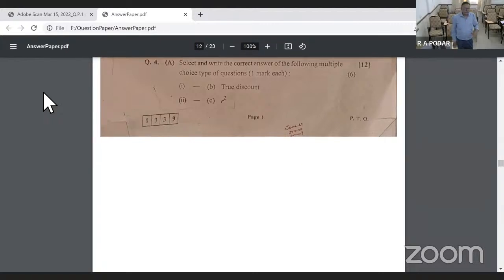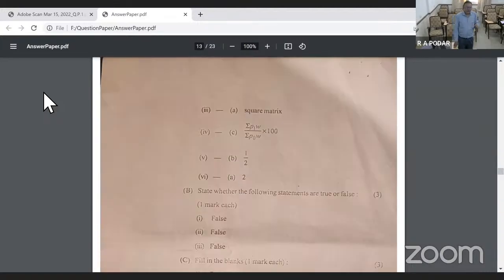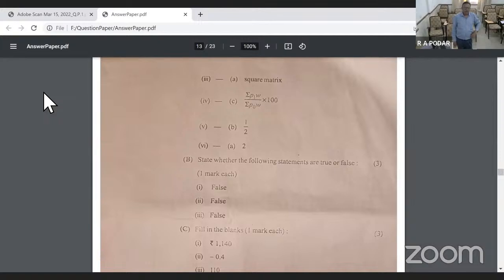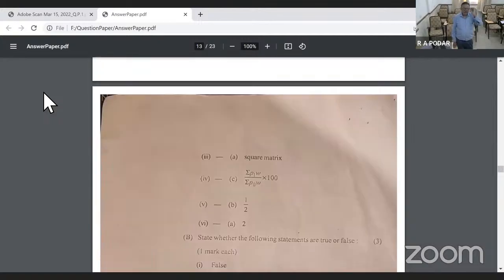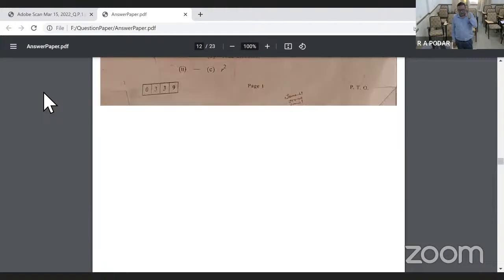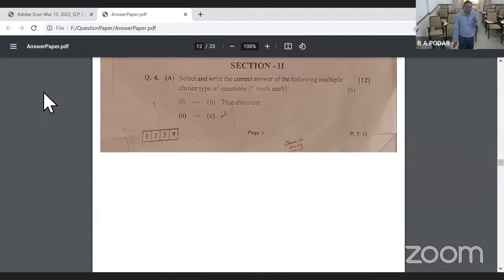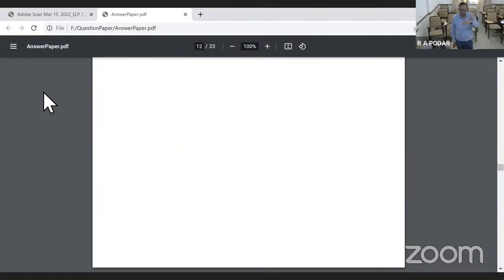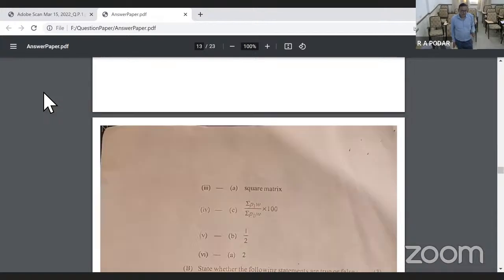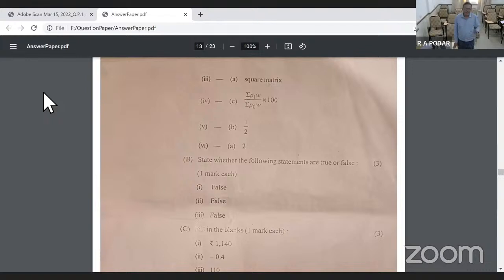So second, that is also a formula. Second, option C is correct. That is r square, that is also for bxy is equal to r square. We have discussed this while looking at the question paper. We have solved most of the questions here.